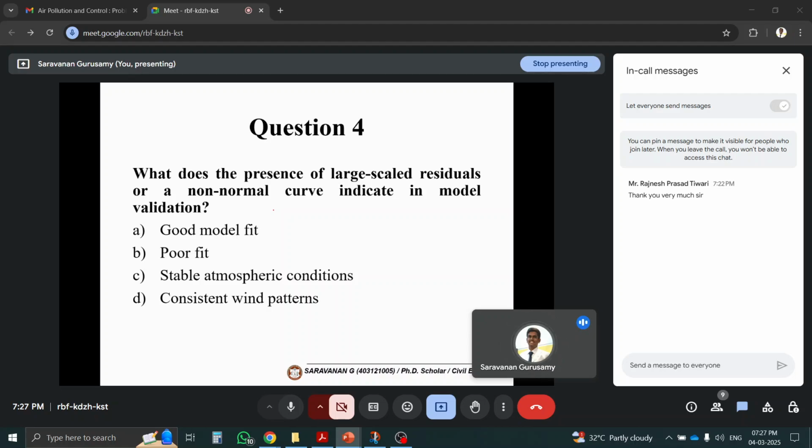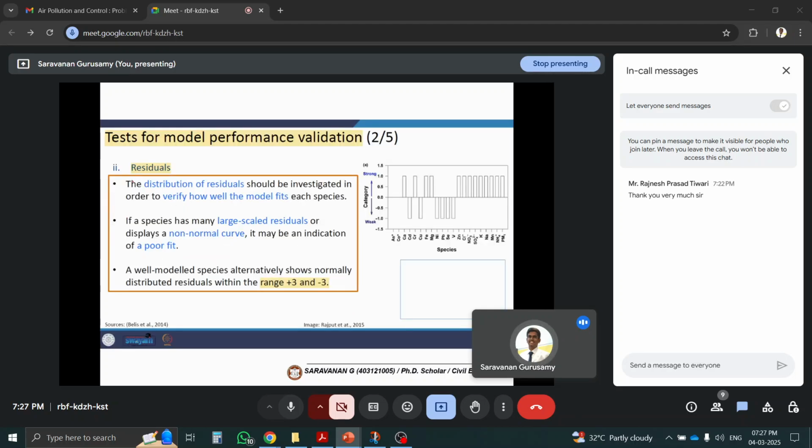The fourth question is, what does the presence of large-scale residuals or a non-normal curve indicate in model validation? Residuals and ratios are used again for error minimization or validation. So if there are large-scale residuals or a non-normal curve, is it a good fit or a poor fit? It's a poor fit for the model validation. You can see here, the residuals should be in the range of +3 to -3.